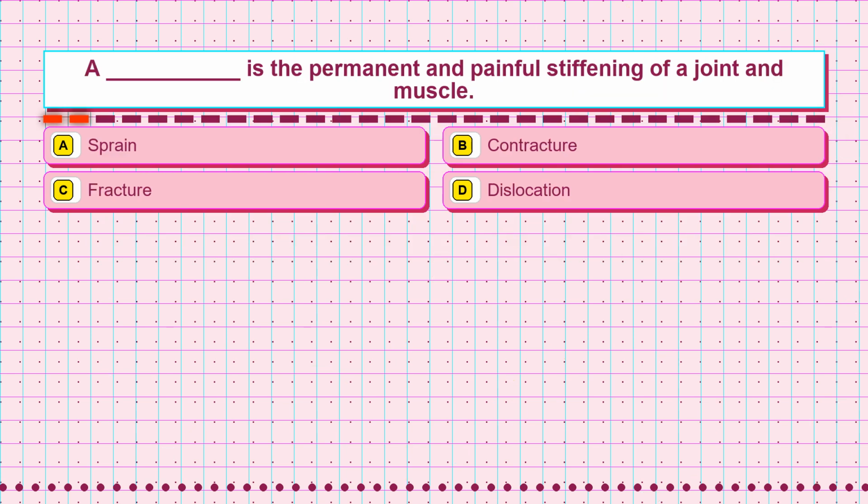Question 66. A blank is the permanent and painful stiffening of a joint and muscle. Option A, a sprain. Option B, a contracture. Option C, fracture. Option D, dislocation.